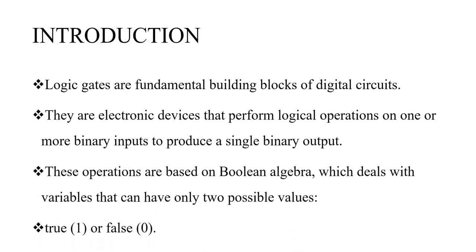Now, these operations that the logic gates perform are based on Boolean algebra that deals with variables that have two possible values. That is, it can be a true value or it can be a false value. It can be 1 or it can be 0. It can be high, it can be low, depending on the configuration. In some instances, actually the majority, you find that high is represented by 5 volts and low is represented by 0 volts.